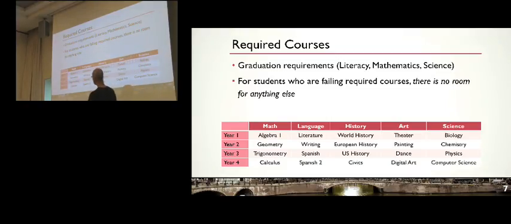The student starts with a year of algebra. In the United States, algebra is its own course. And then they progress through a sequence. And they take 4 years of language, history, art, and science. And look, computer science is in the schedule. Every kid is going to learn computer science.